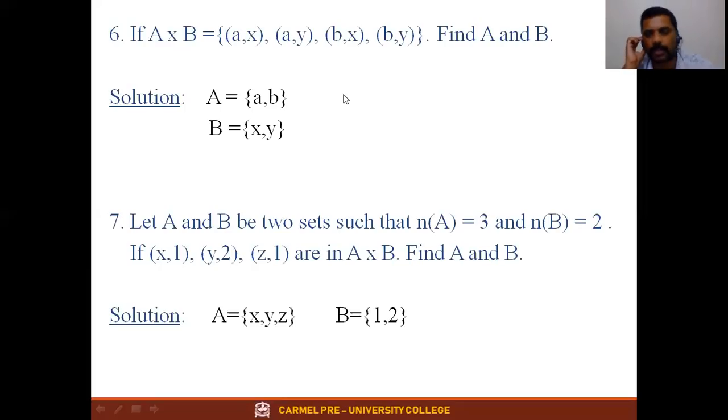They are supposed to find out, or they are asking you to find out A and B. If A cross B equals A comma X, A comma Y and B comma X and B comma Y, I'll tell you these two are the very easiest question and also very tricky questions, right? ಇದರಲ್ಲಿಲ್ಲ, ಒಂದು ಸ್ವಲ್ಪ ಸಣ್ಣ ಎಡಿಟ್ ಆಪ್ಷನ್ ಮಾಡಿದ್ರೆ you can give tricky questions here also. It is A comma X, A comma Y, B comma X and B comma Y. Find A and B.